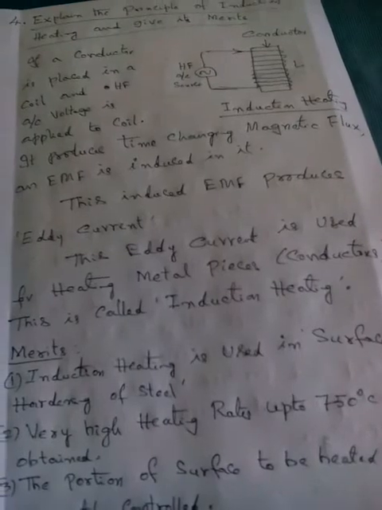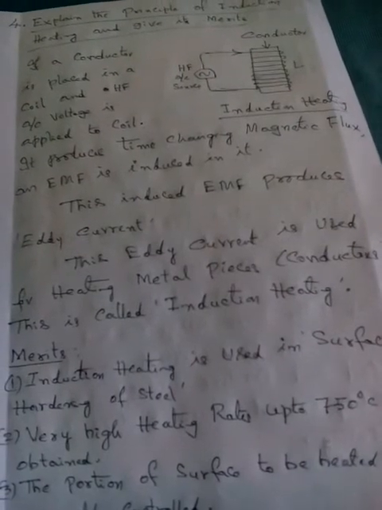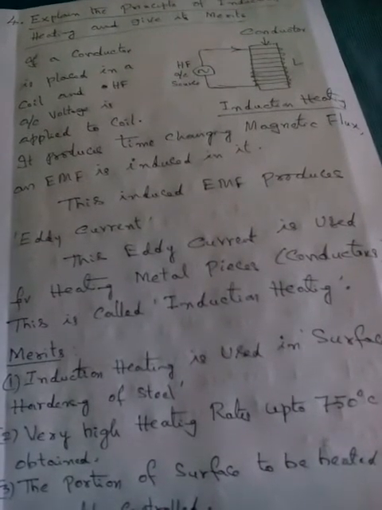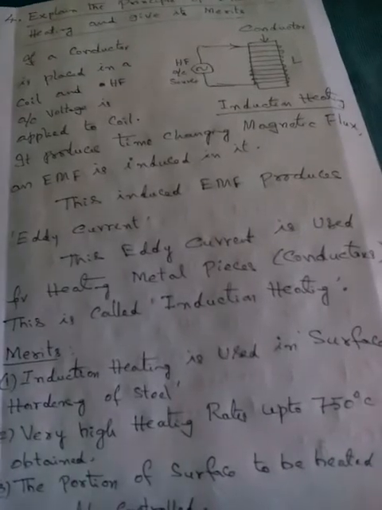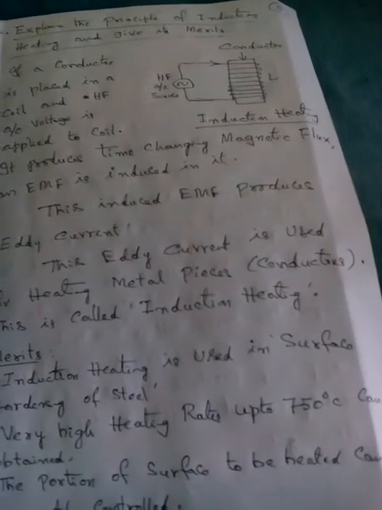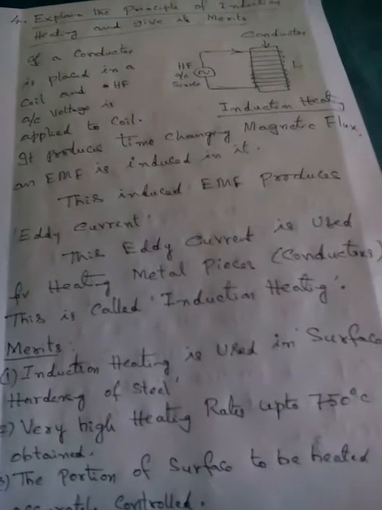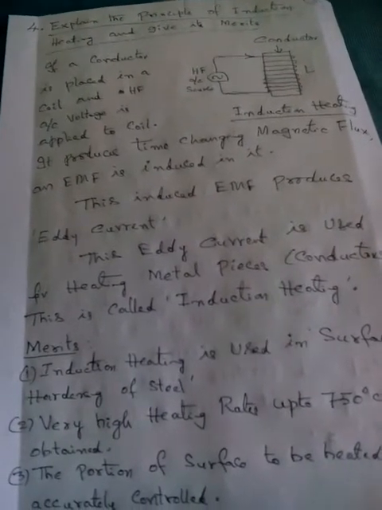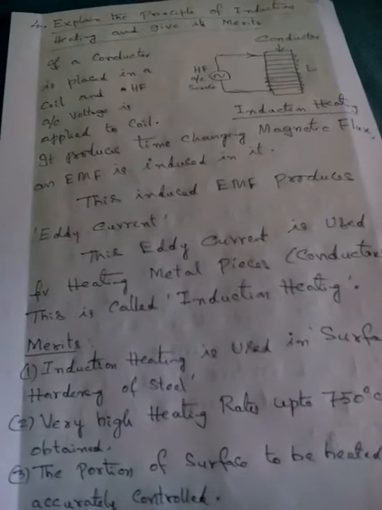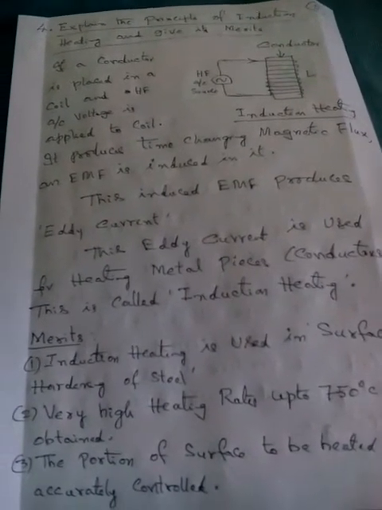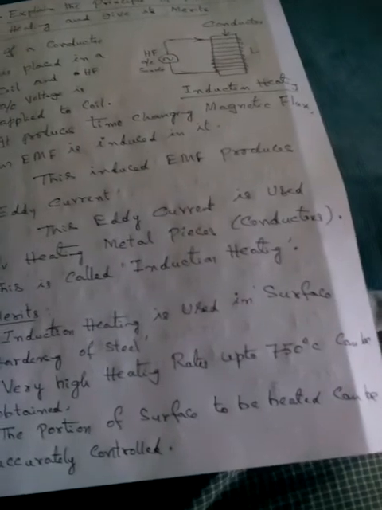That is number one. Number two, it produces, of course, very high heating rates. Up to 750 degrees centigrade can be obtained. Very high heating rates can be obtained. Number three, the portion of the surface to be heated can be accurately controlled.